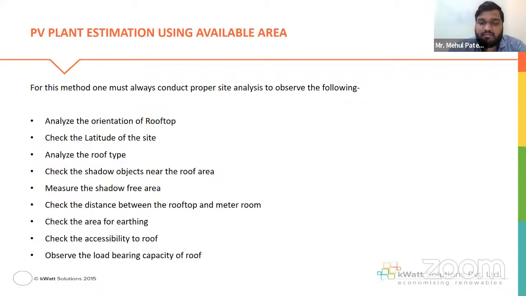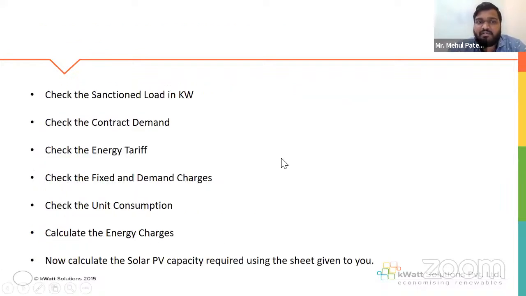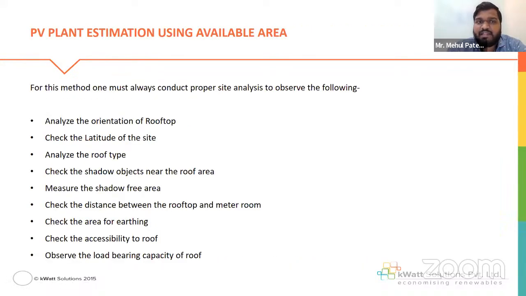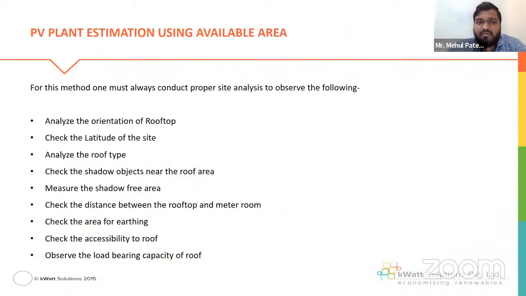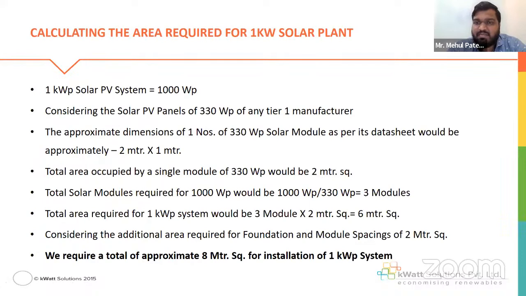I hope till now 2 points are clear. One is the plant estimation using the electricity bill, what factors you need to consider, and the second is the factors when you do the site survey. Now, how to estimate the solar capacity using area? For example, by doing the above area analysis, you come to know that a certain square meter area is available on the terrace, or let's say a certain square feet of area is available with the customer. Now, how much solar panel you can install in that also describes the capacity of the plant.